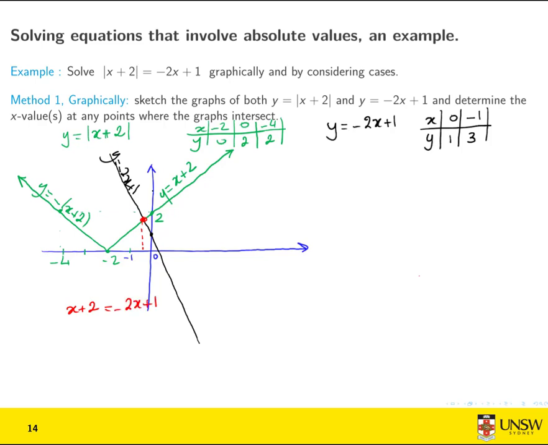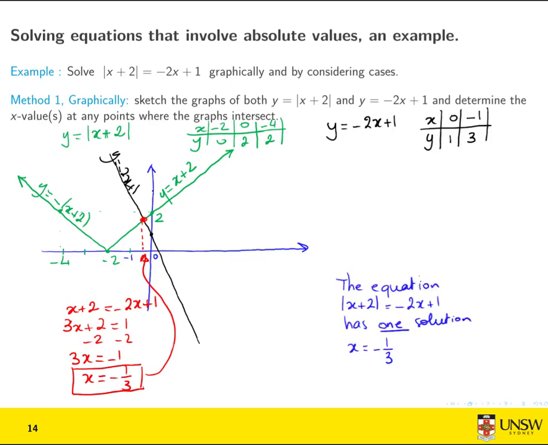Now we solve this. We add 2x to both sides, so we get 3x plus 2 is equal to 1. We subtract 2 from both sides. 3x is equal to negative 1. x is equal to negative 1/3. We are pretty happy with that because it's very consistent with the drawing we have.